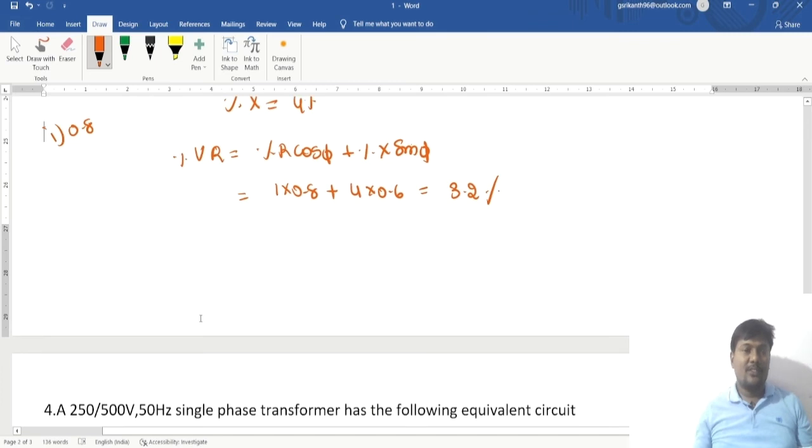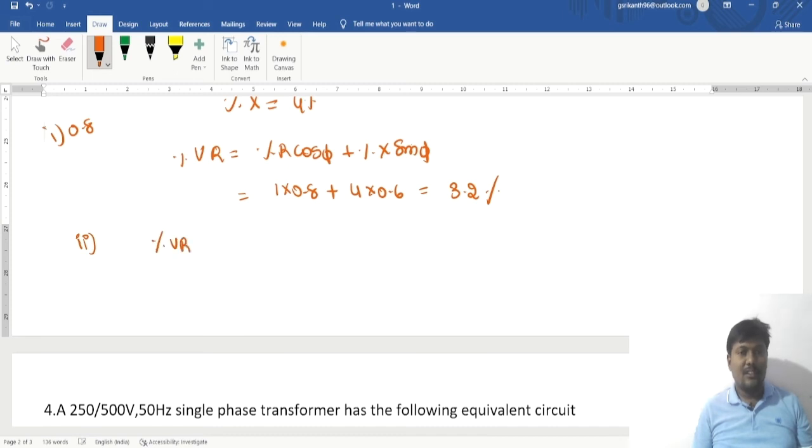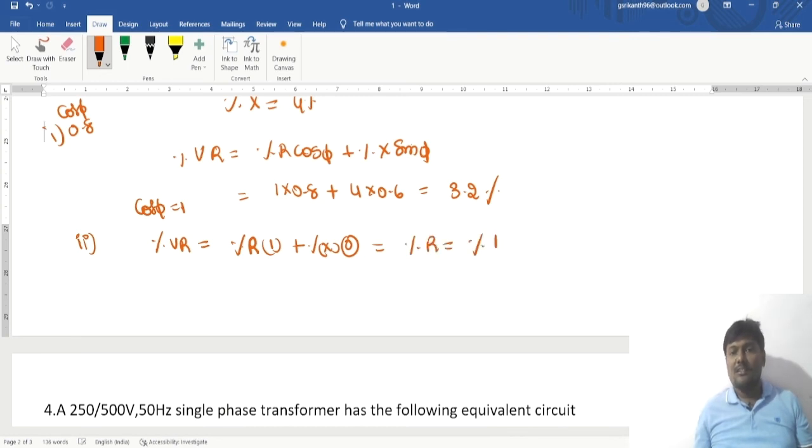And the second is for unity power factor. Percentage voltage regulation is equal to percentage R. The cos phi value is 1. So into 1 plus percentage X into, if cos phi is 1, sin phi is 0, that should be equal to percentage R. So that is 1% only.